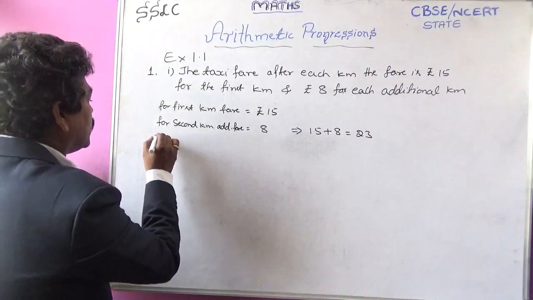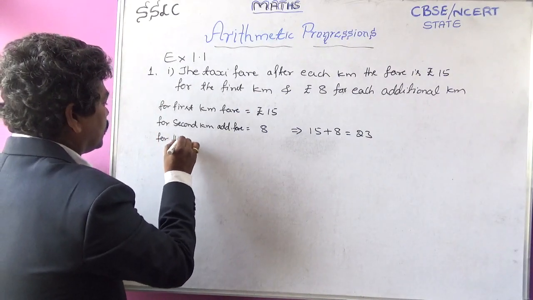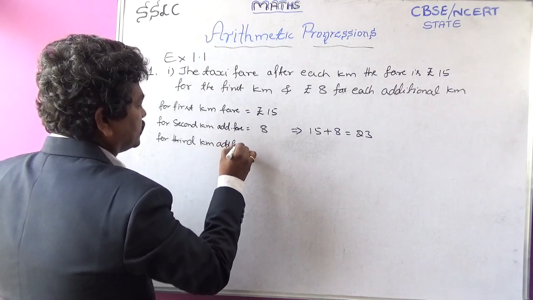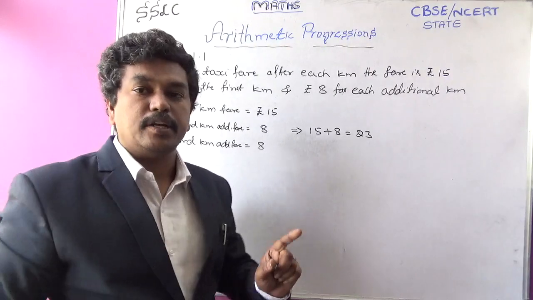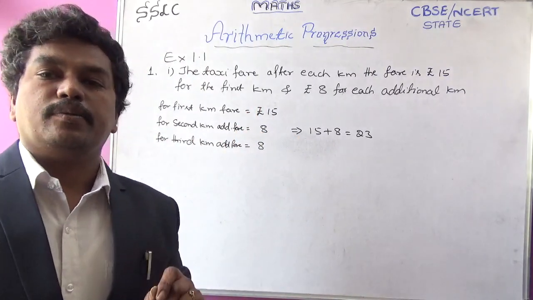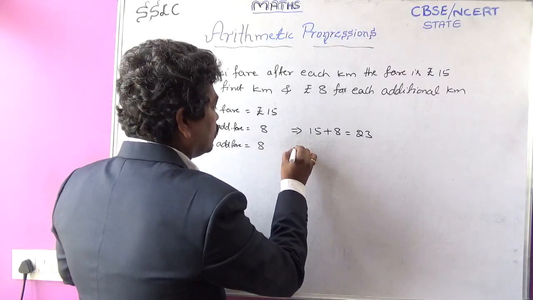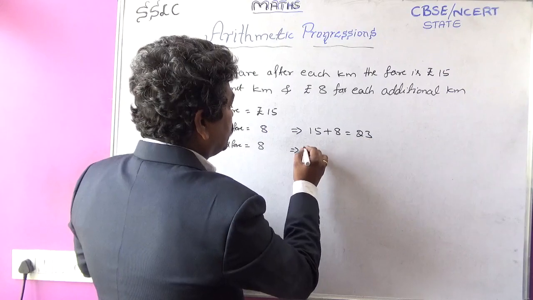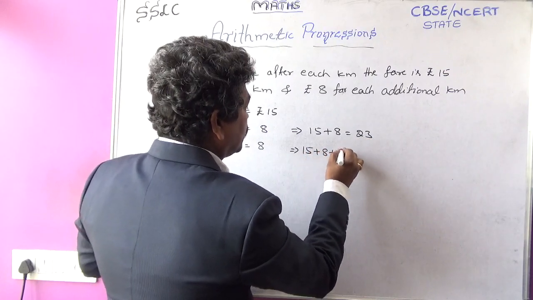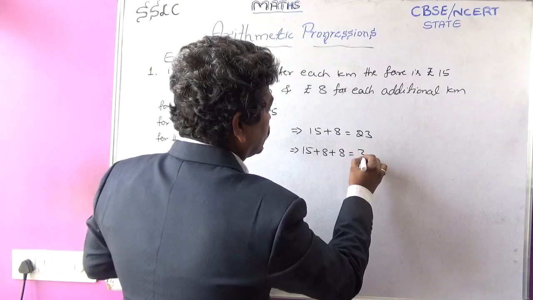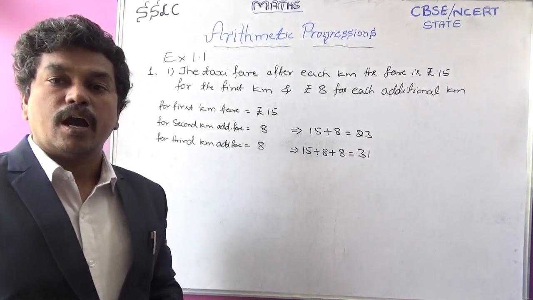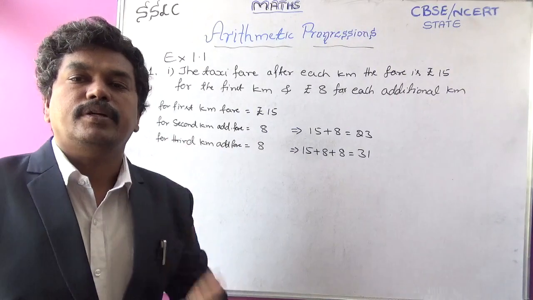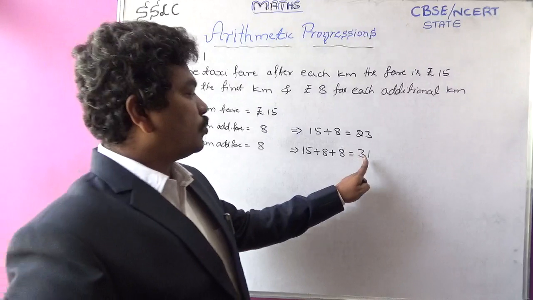Now for the third kilometer, you observe, the additional fare is also equal to 8 rupees. Now at the end of the third kilometer, how much do you have to pay? 15 plus 8 plus 8, that is equal to 31 rupees. You have to pay 31 rupees at the end of traveling 3 kilometers.